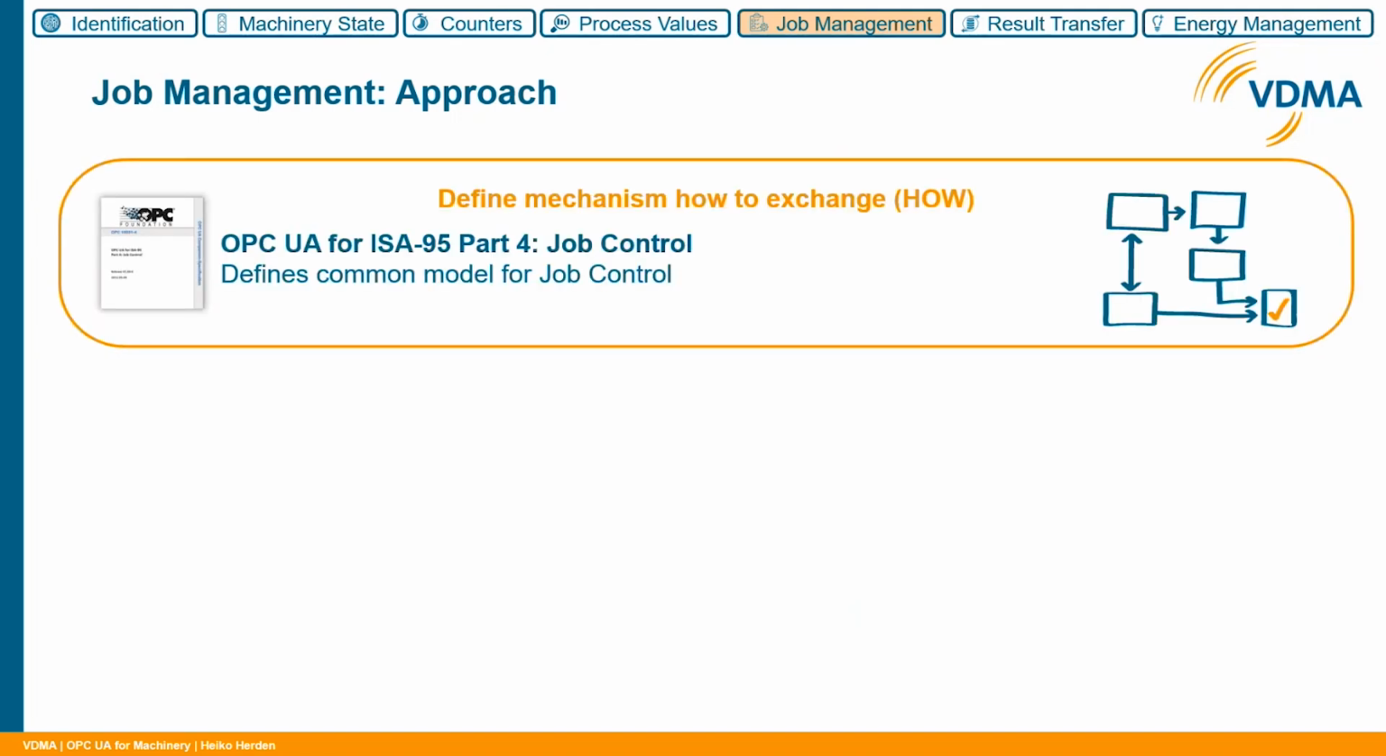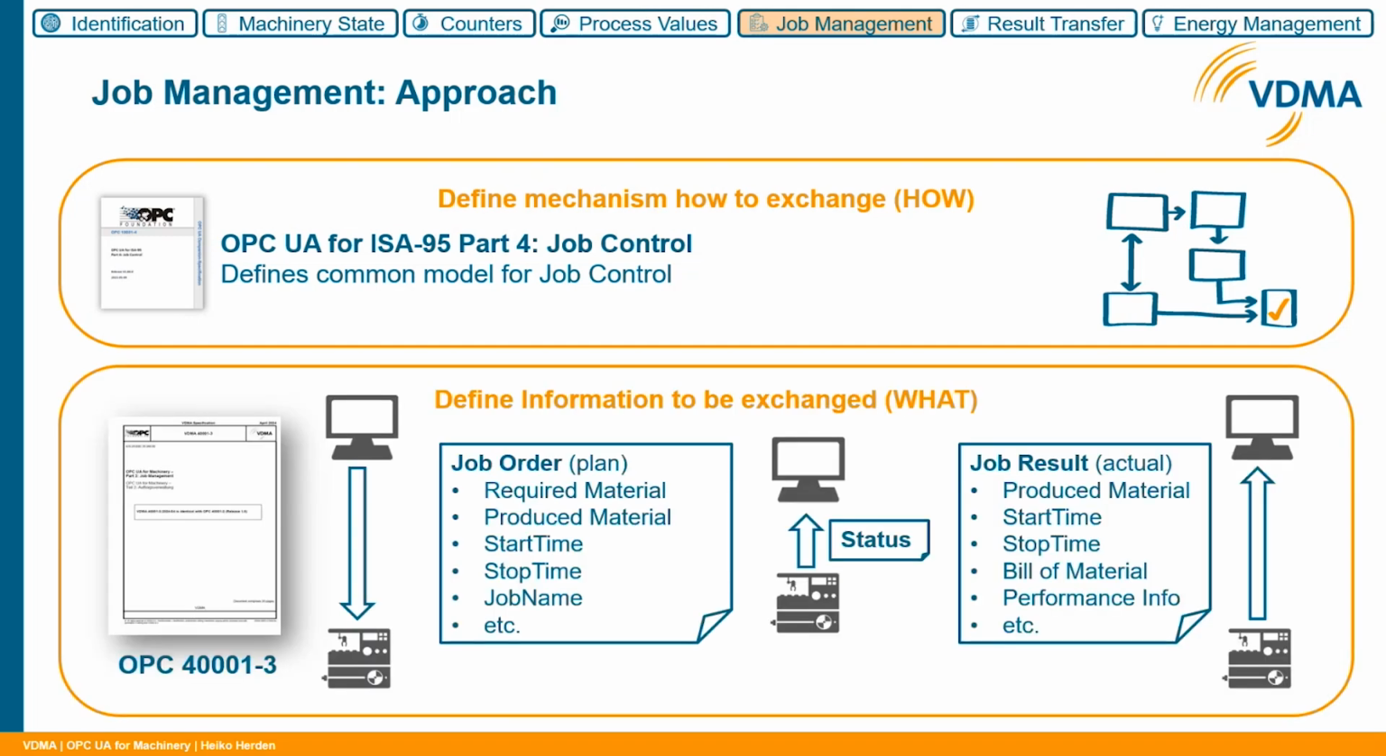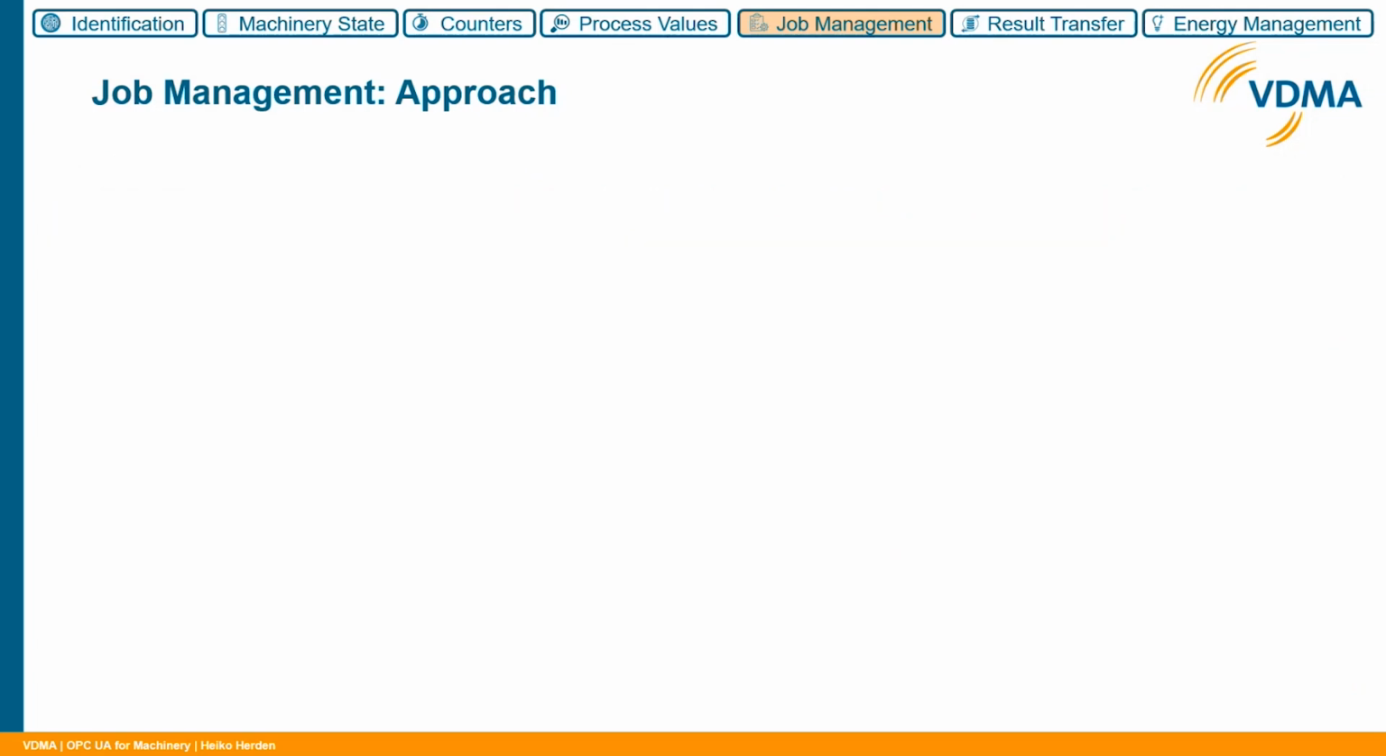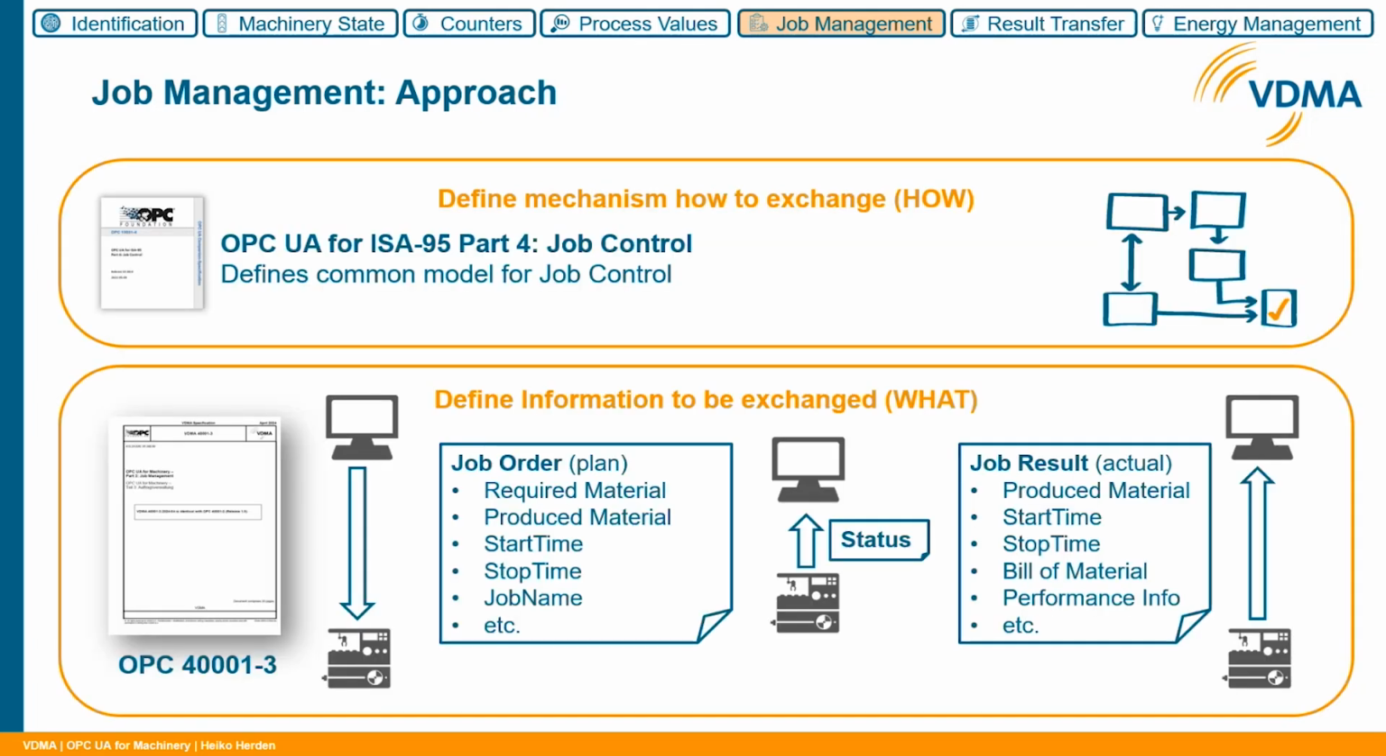In general, the job management specification followed the approach to use the OPC UA for ISO 95 Part 4 job control specification. So once again, you can see we are doing harmonization not only in the field of machinery, but also with all the other domains. And on top, we defined the information on what is to be exchanged. That we did in Part 3 of OPC UA for machinery.